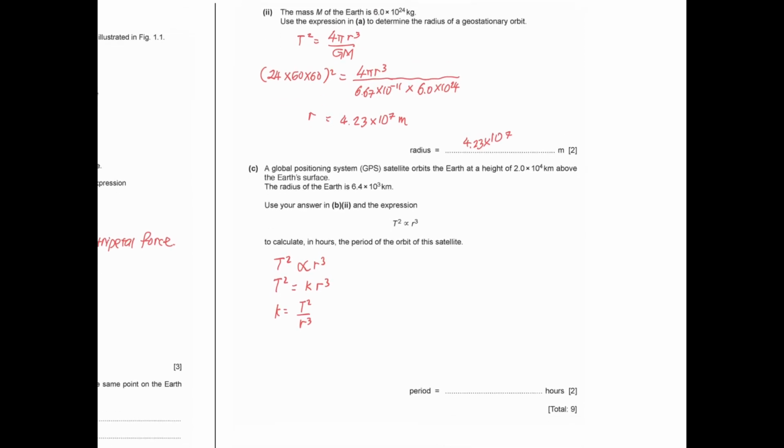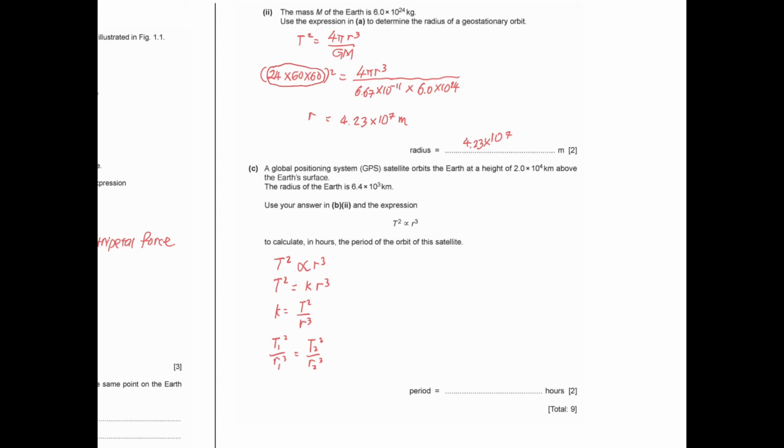Okay, so from here we can create a set of formula which is like this. If you have period 1 squared over radius 1 cubed, then it is equal to period 2 squared over radius 2 cubed. So we can create a formula like this, because the fraction on the left is equal to k, the fraction on the right is also equal to k. And you have to make sure we have two sets of information. T1 is this one.